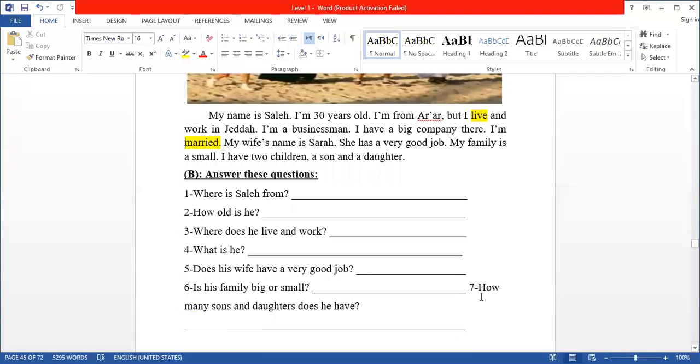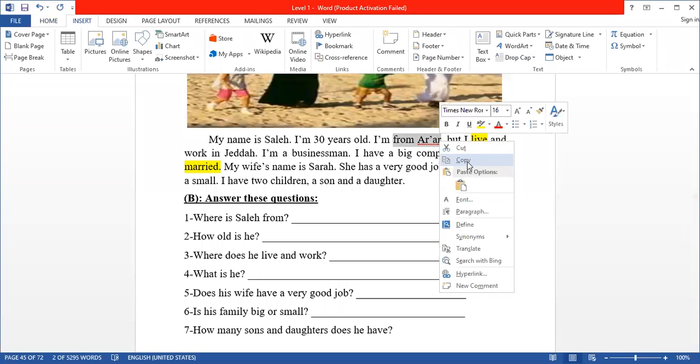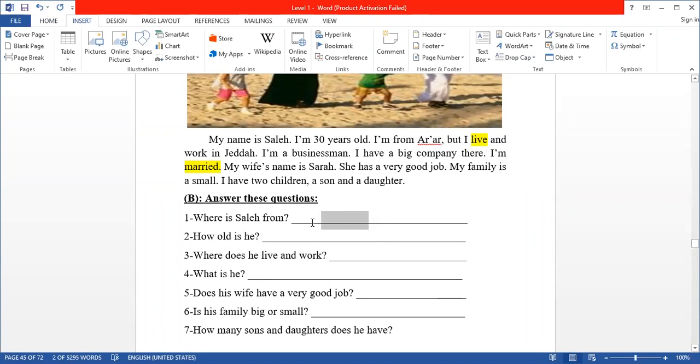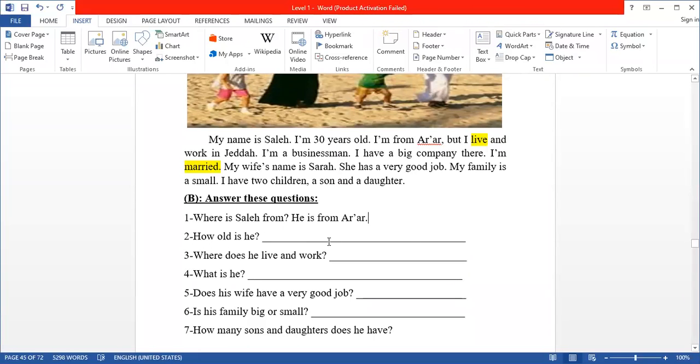Now we are going to answer this question. Yes, question number one. Where is Salih from? He is from Arar. He said, I'm from Arar. I'm going to write here: He is from Arar.